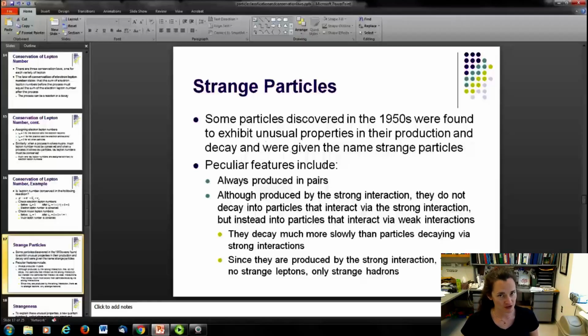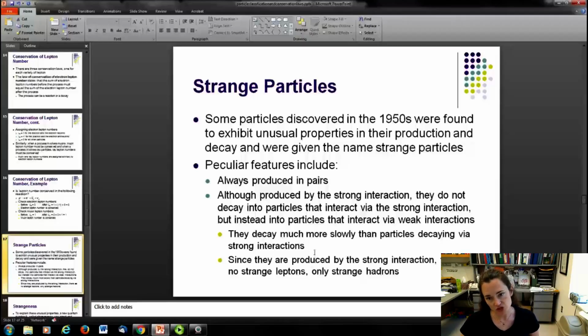The peculiar features, because let's not overuse the word strange, include that they're always produced in pairs, and although they're produced by the strong interaction, they don't decay into particles that interact via the strong interaction. When they decay, they have to decay via the weak interaction, so that made them strange too. They decay a lot more slowly than particles decaying via strong or electromagnetic interactions. We'll talk more about that later in this lecture.